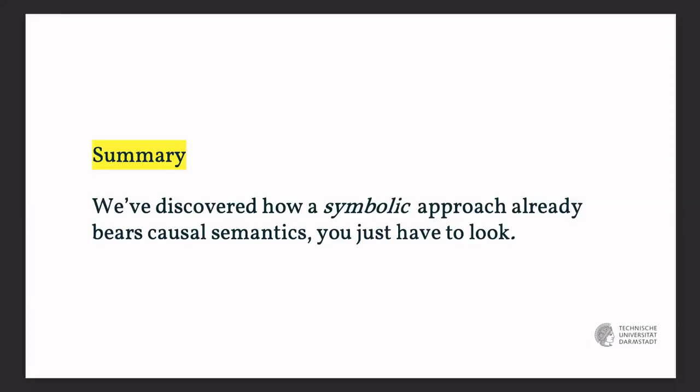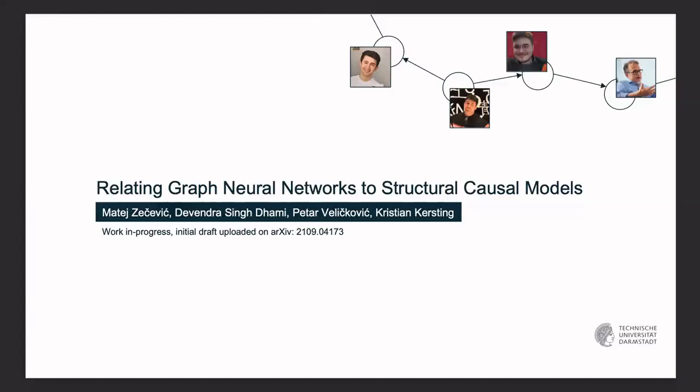The second part of the second chapter is about the deep learning aspect, and specifically about geometric deep learning. And so here we have this still work in progress. We have this initial draft, which is a little bit old by now, so we have been taking time to work on this, but still you can find it on arXiv if you're very interested. I can also surely send you the current draft, but yeah, so this was about relating graph neural networks to structural causal models.